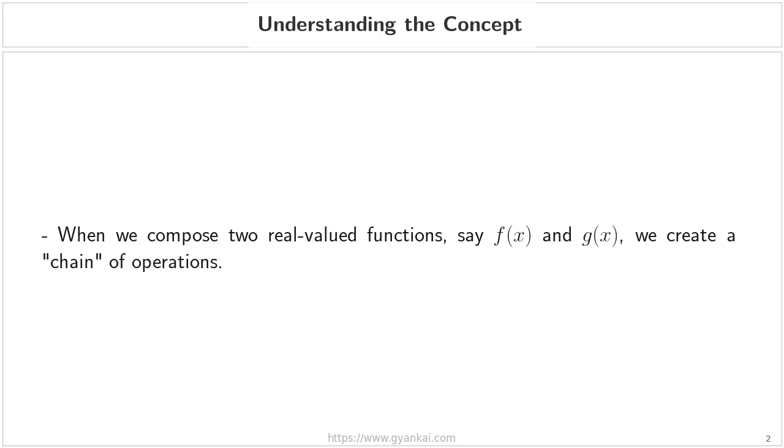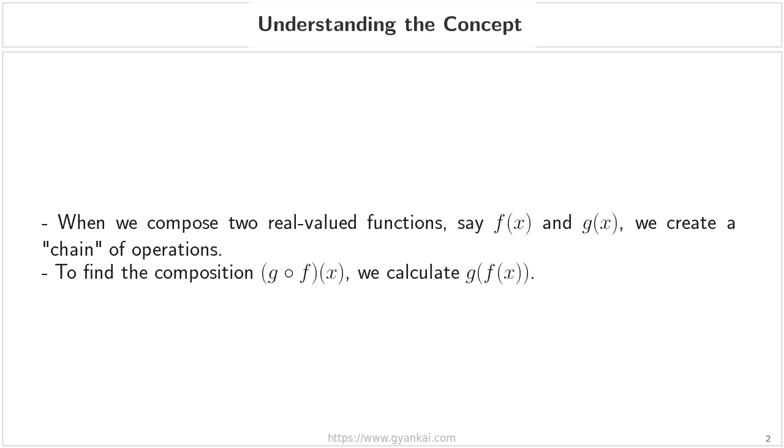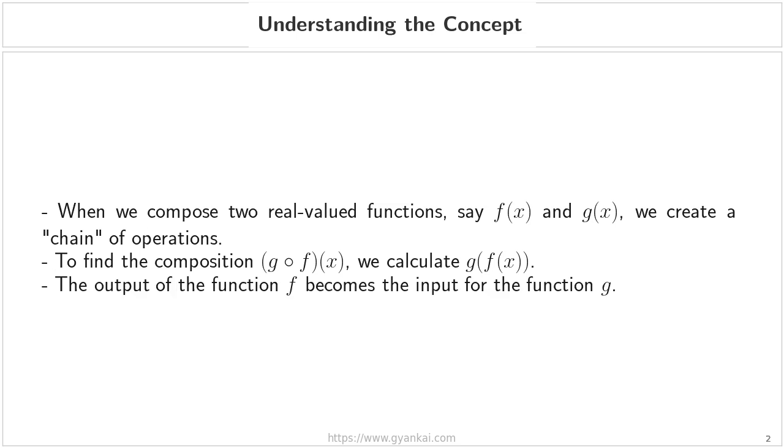Understanding the concept. Now that we have established that we are working with real-valued functions rather than discrete sets, let's dive into the actual concept of composition. When we compose two real-valued functions, such as f of x and g of x, we are essentially creating a chain of operations. To find the composition, which is denoted as g circle f of x, we calculate g of f of x. To understand this conceptually, think of it as a sequence.